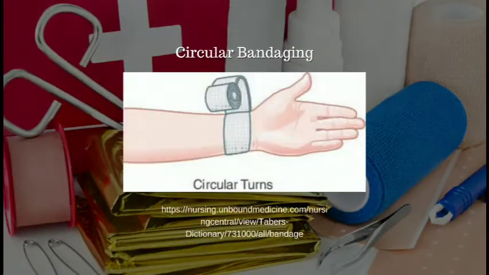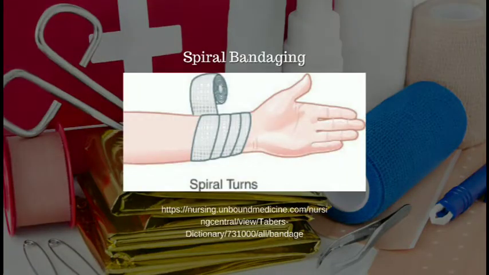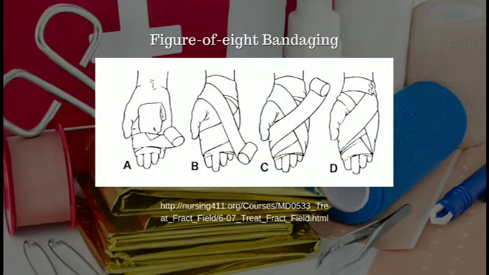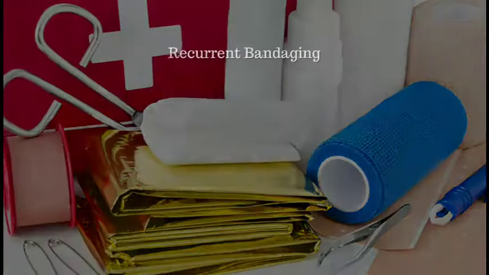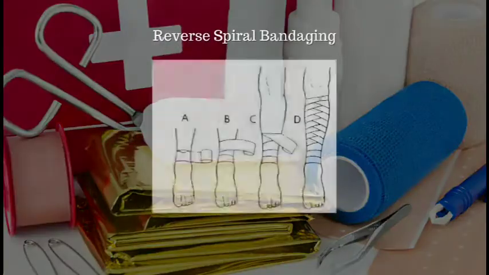In learning how to properly administer bandaging, it is important to know that there are different bandaging techniques you can use. Some include circular bandaging, spiral bandaging, figure of 8 bandaging, recurrent bandaging, and lastly, reverse spiral bandaging.